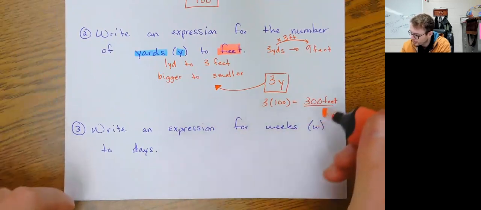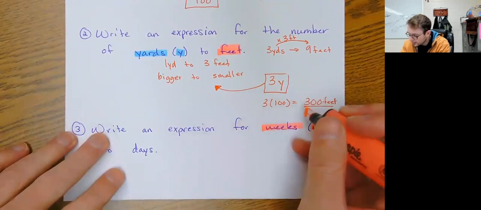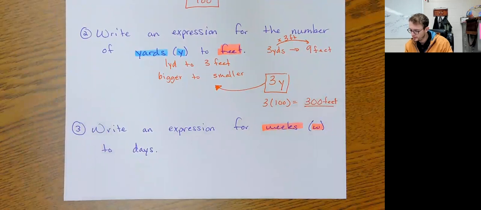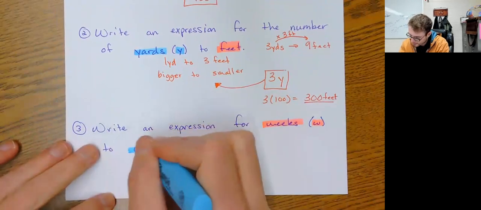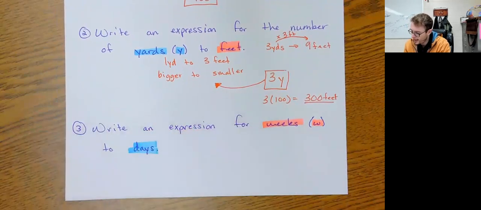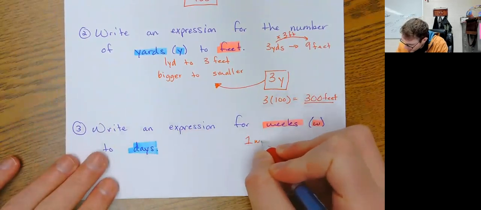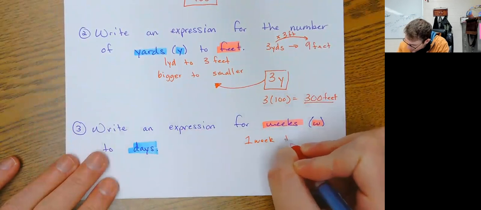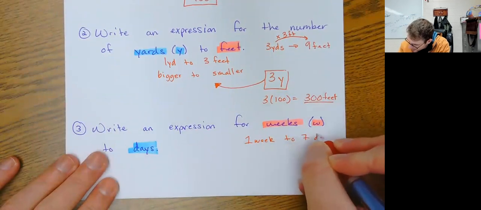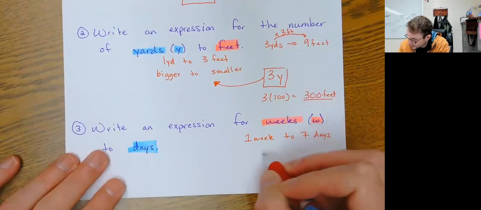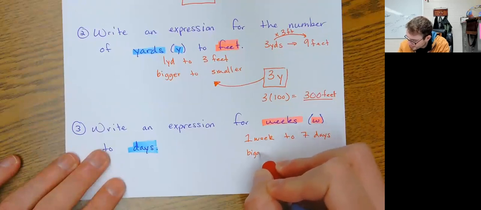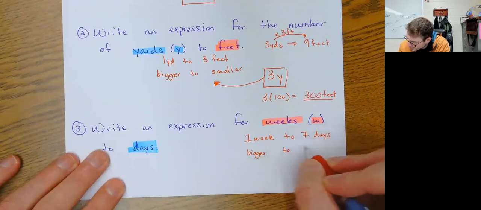Okay, we are going from weeks, W, to days. So that would be weeks. So 1 week to 7 days. So this is bigger to smaller.